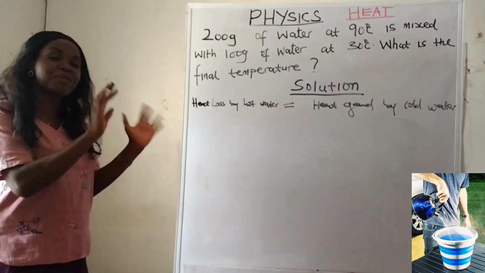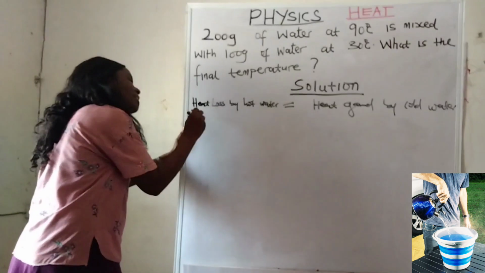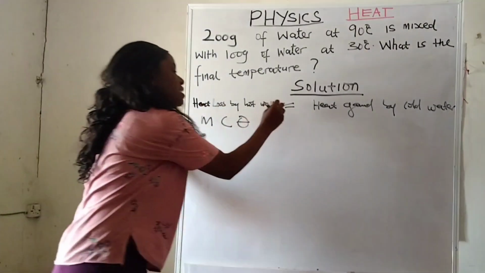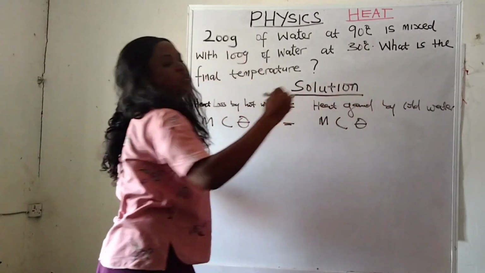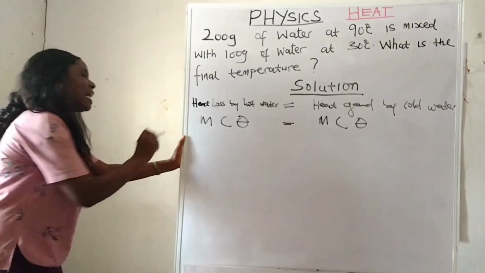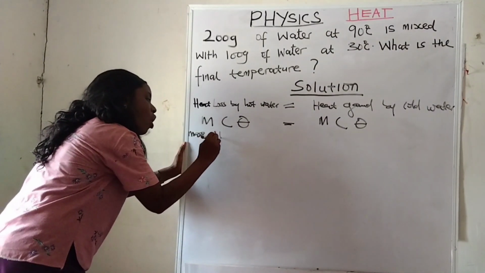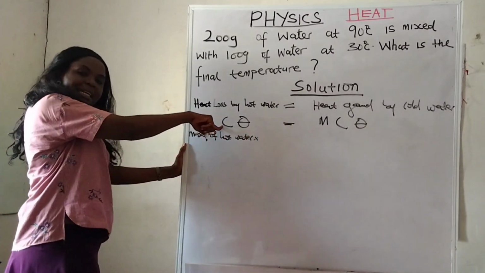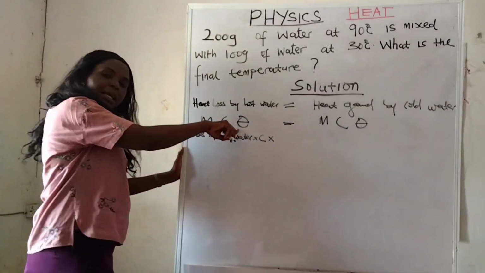You know, physics is all about formulas and calculations. So I'll use the formula of thermal heat energy, which says that mc theta for hot water is equal to mc theta for cold water. If I want to elaborate it, M stands for mass, so I will say mass of hot water times C, which stands for specific heat capacity of water, times theta, which stands for temperature change.